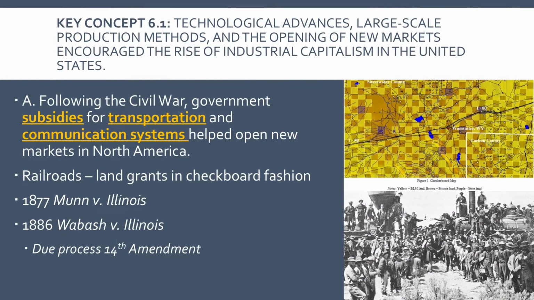Let's look specifically at letter A. Here we see this pro-growth government policies, subsidies, right? The federal government either helping through monetary subsidies or, with the railroads' case, land grant subsidies to help in transportation and later on even in communication systems. Here you see this checkerboard fashion of land.